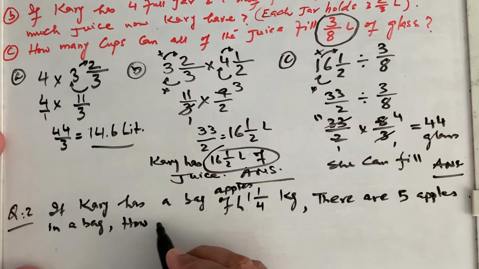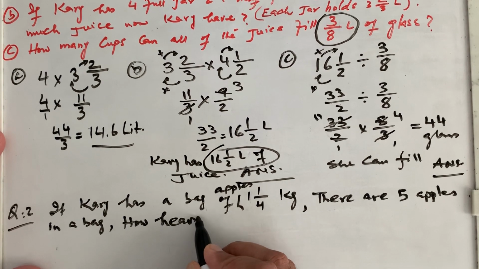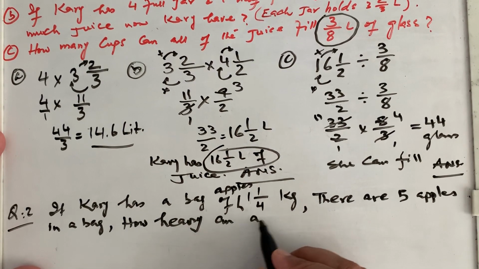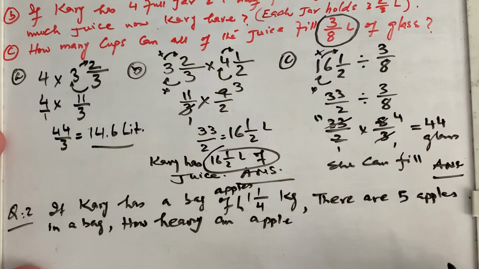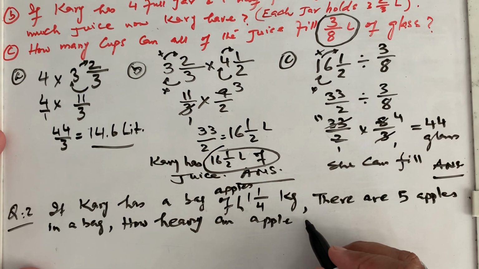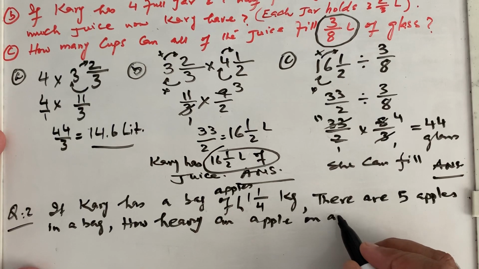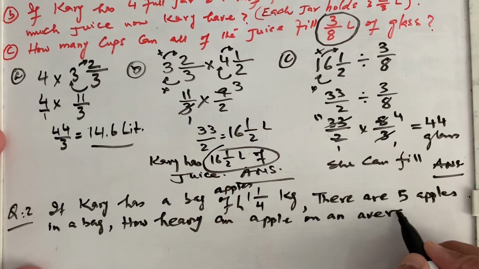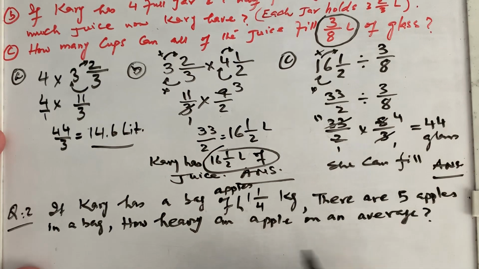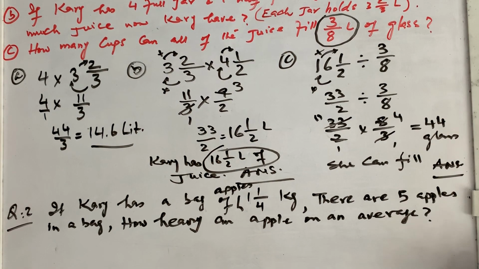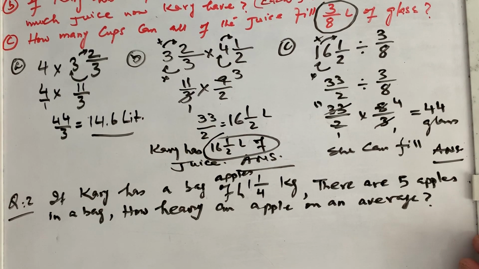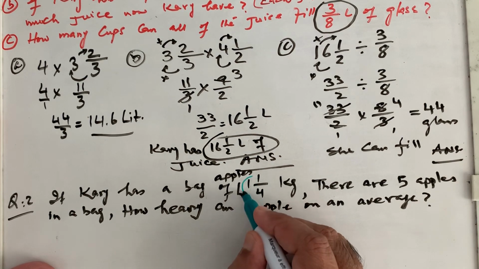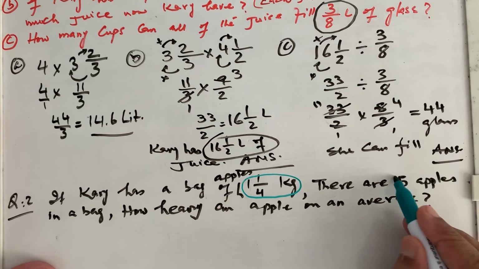How heavy is an apple, on average? So there are 5 apples, right? And what is the weight? The weight is 1 and 1/4 kg of that bag, right? So we will do this question in green so that you can distinguish between the two questions. So there is a 1 and 1/4 kg bag of apples, and there are 5 apples.